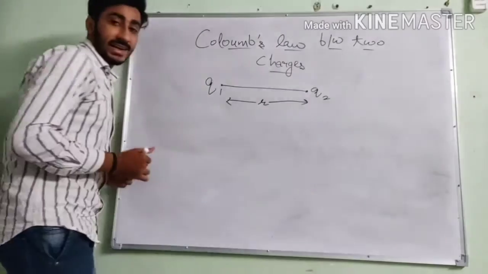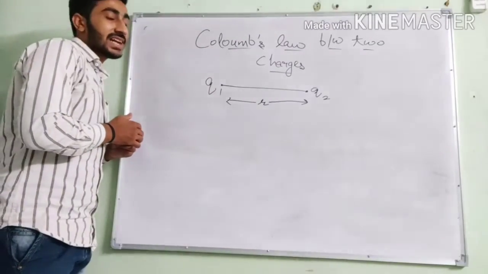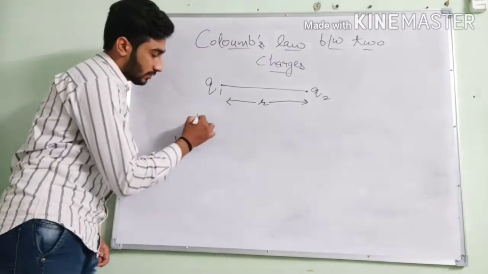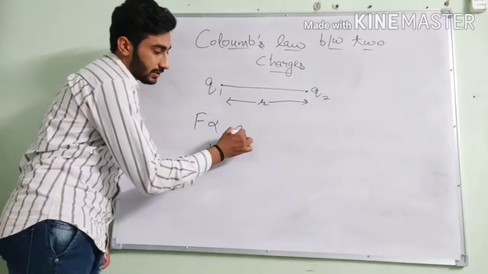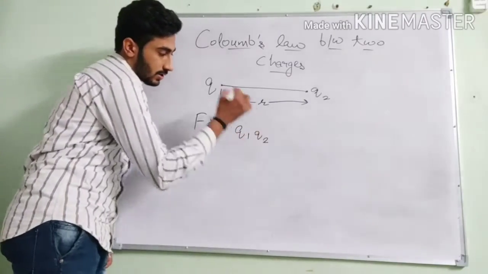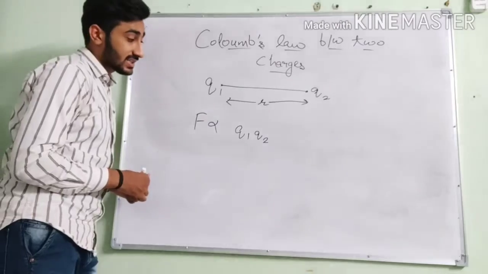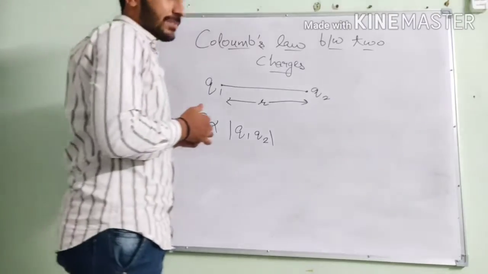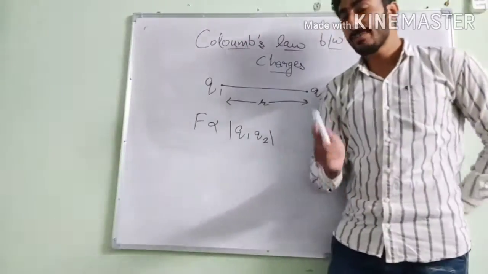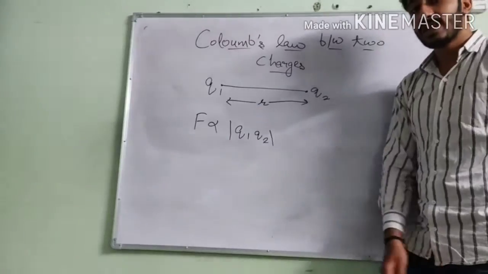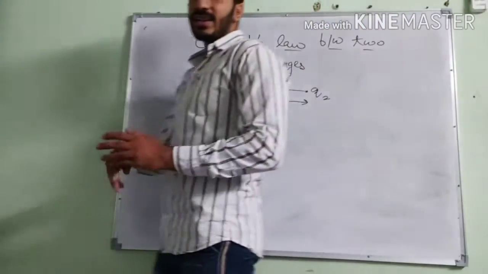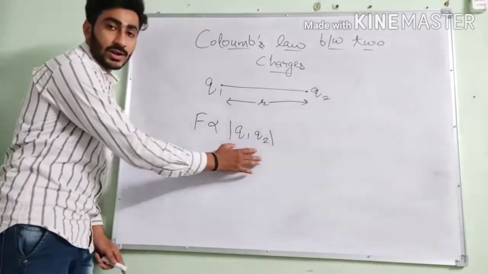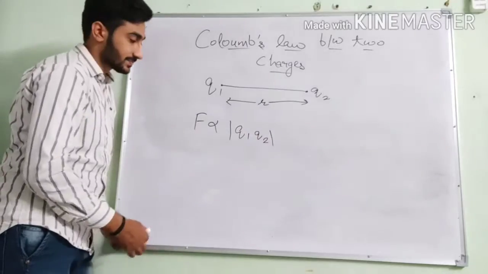the force of interaction, or we can say attraction or repulsion, is given by: force is directly proportional to the product of the charges, and only the magnitude of the charges. Force between them is independent of the sign of charges Q1 and Q2, whether it is positive or negative. We only require the magnitude. That's why we are applying modulus here.